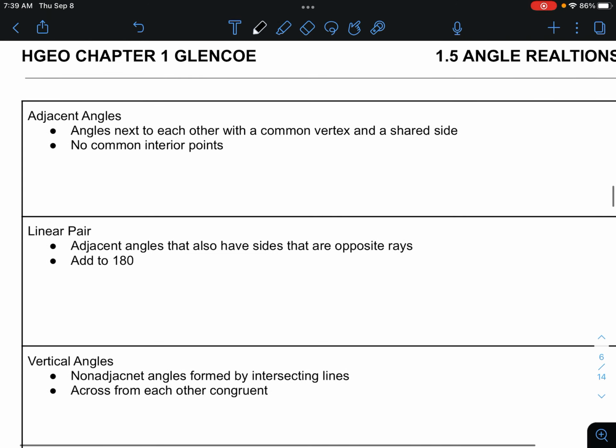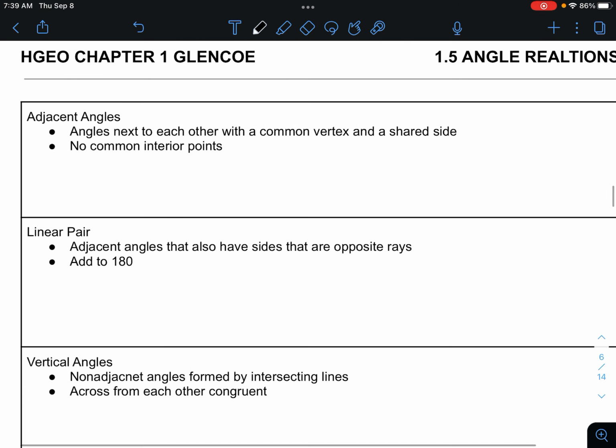So we did talk a little bit about angles, but a little bit more specifically, we have something called adjacent angles. If things are adjacent, that means that they are next to each other. So if I draw two angles here, here is my first angle. And let's call this angle BAT. So we've got angle BAT.